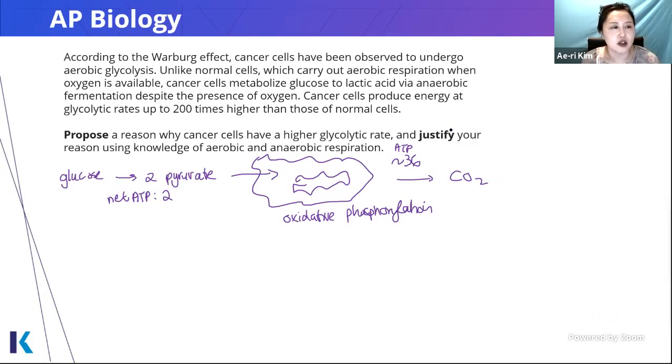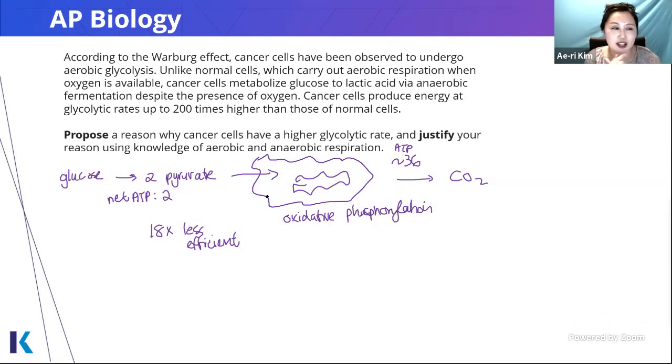If you think about the reasoning, the effect of what cancer cells are doing, cancer cells produce energy at a glycolytic rate up to 200 times that. Why? Because the process by which you produce ATP through glycolysis is like 18 times less efficient, right? 18 times less efficient of making energy compared to the usual process of oxidative phosphorylation.